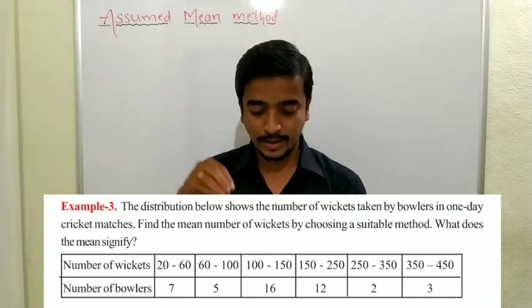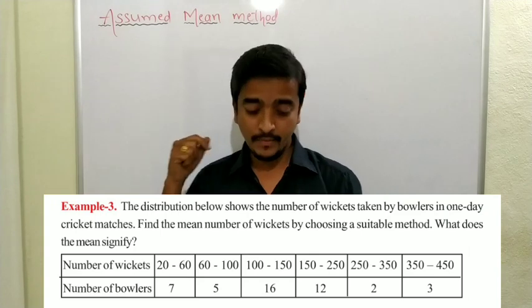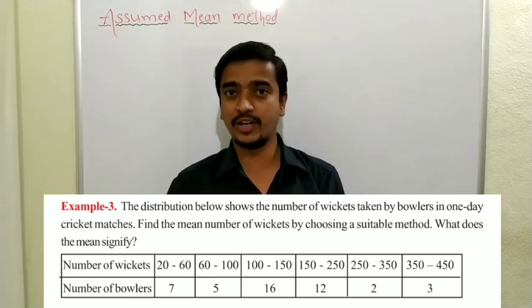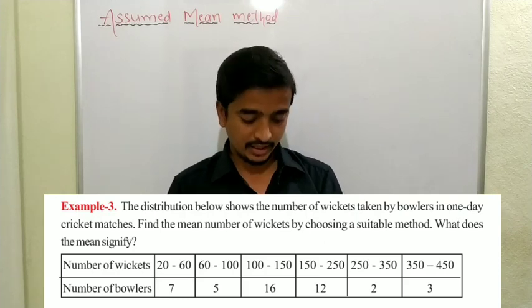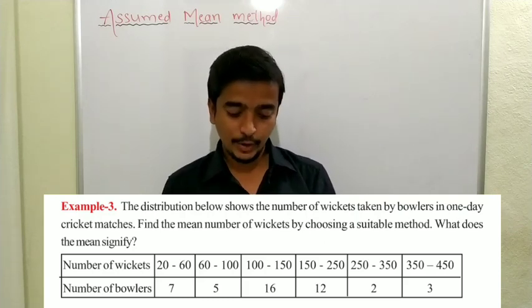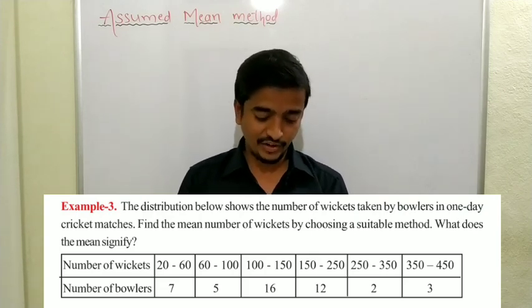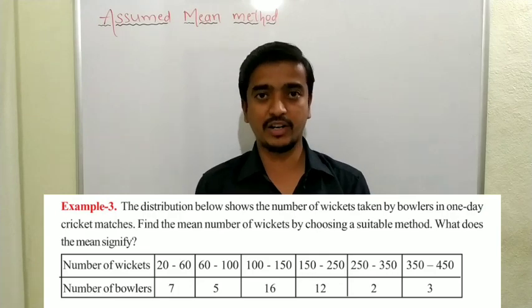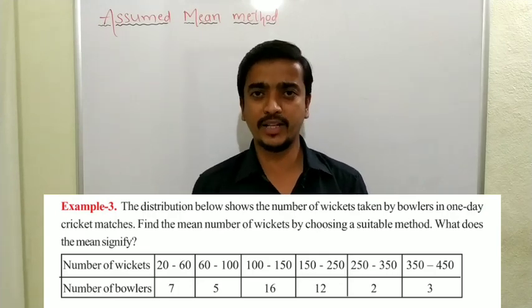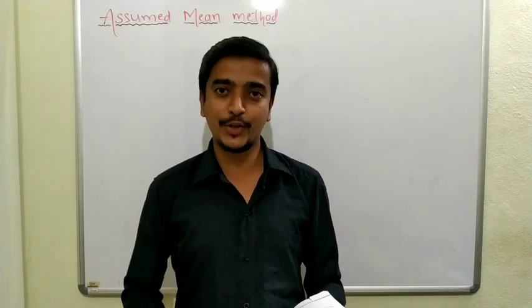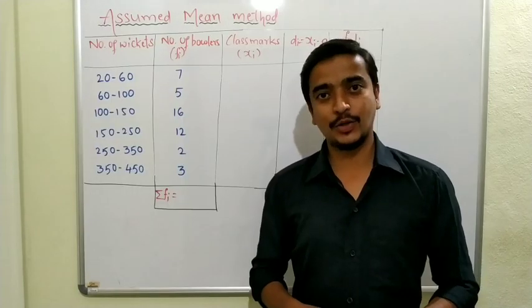Let's see how to find the mean in the assumed mean method. If you observe the class intervals, they are not the same: 20 to 60, 60 to 100, 100 to 150, 150 to 250, 250 to 350, 350 to 450. The class size varies from one class interval to another. Even if the class size varies, we can still apply the assumed mean method. Let us solve this problem.